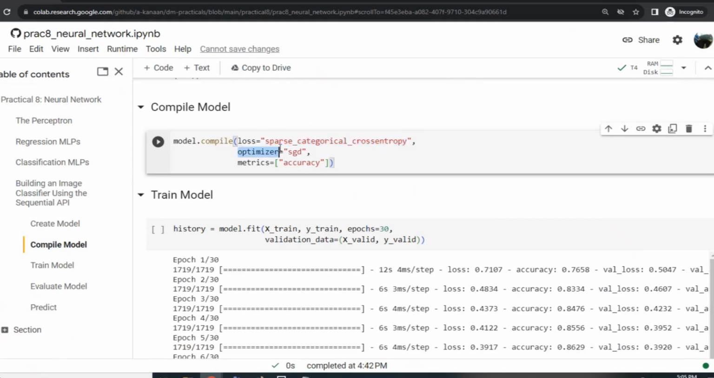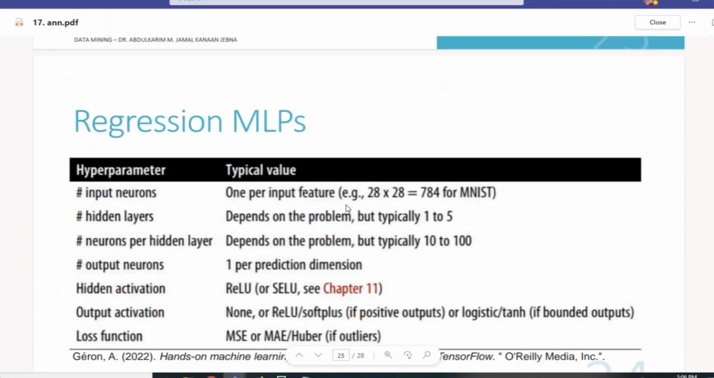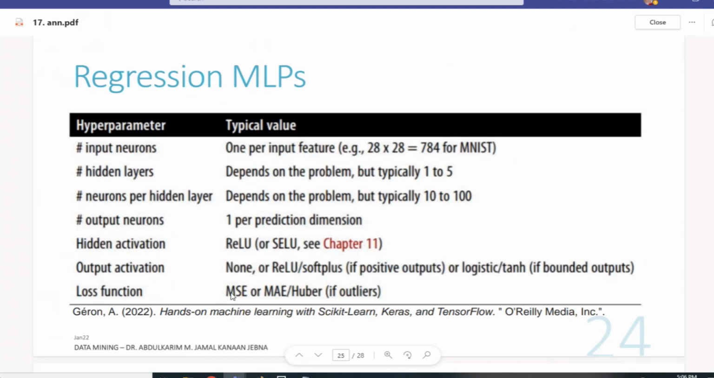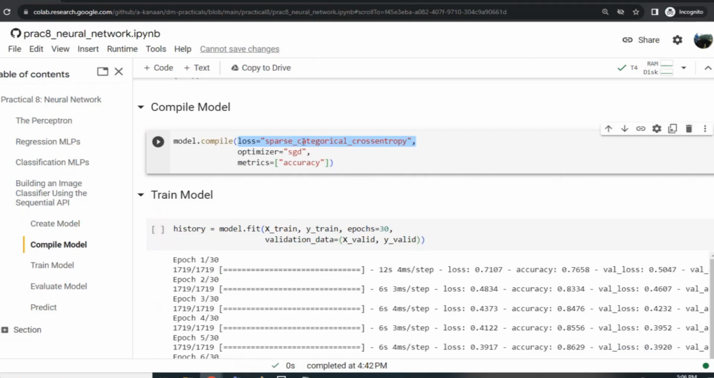The optimizer is stochastic gradient descent, so we just type SGD. And then the metric, since it's classification, we can use accuracy. If it's regression, then you can use mean square error. By the way, if you are using regression, then for the loss function you cannot use cross entropy. What can you use? You can use mean square error. For regression, the loss function, you should change to mean square error.